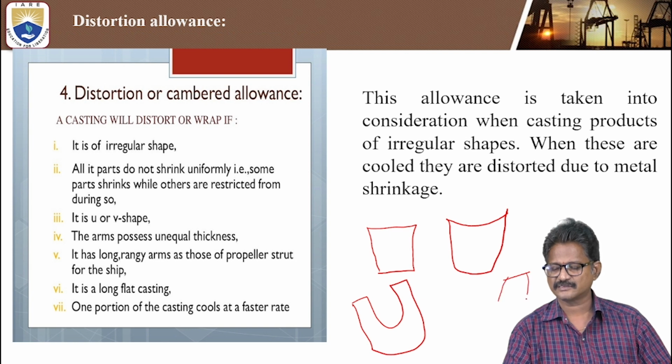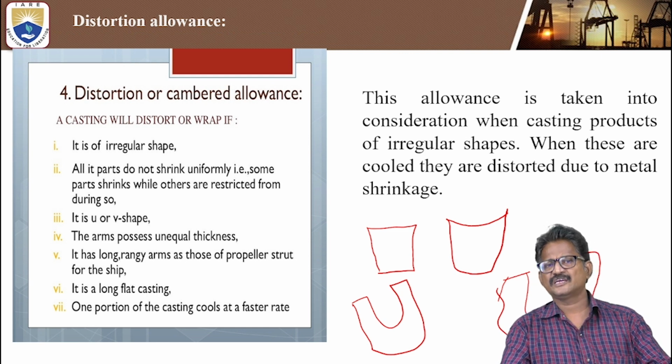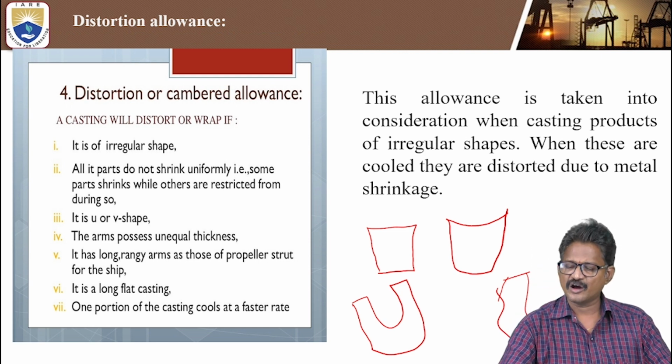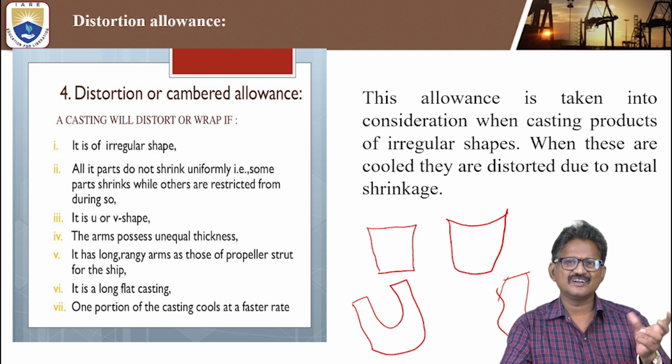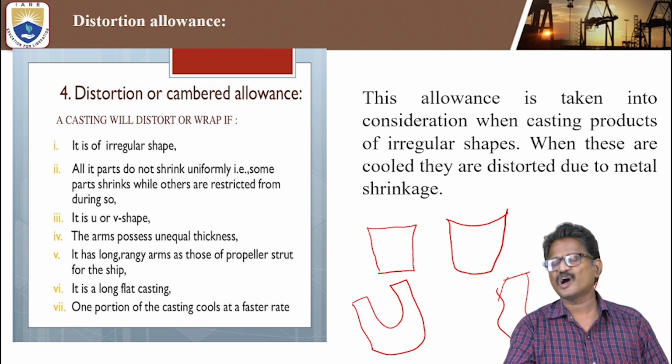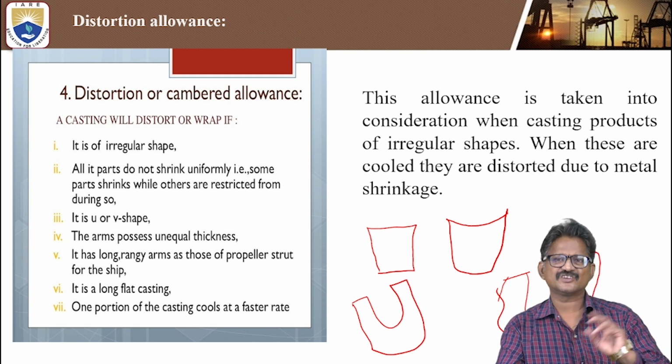So like this, an irregular shape may be obtained. Either it may be a U shape or a V shape, some irregular shape will be there. Obviously, you should be able to provide some camber allowance or distortion allowance.